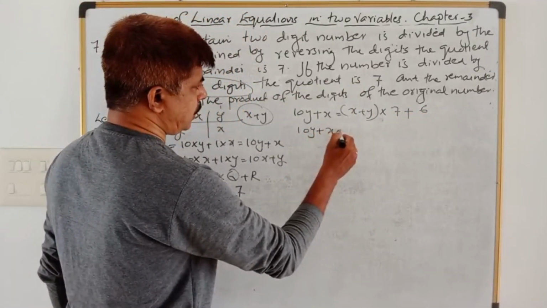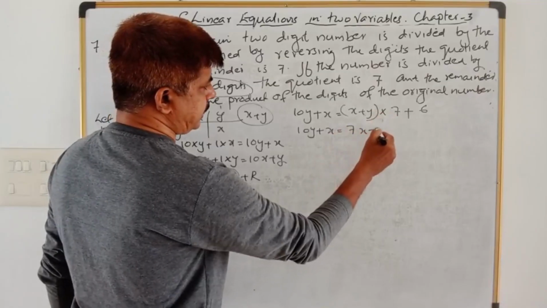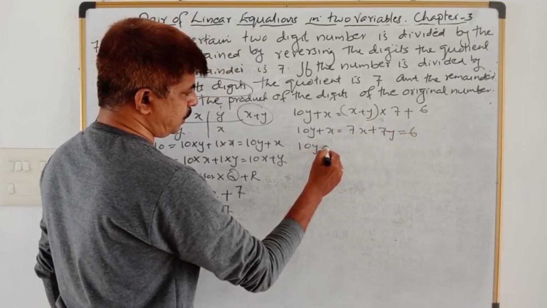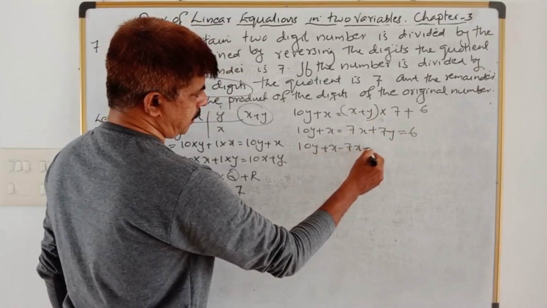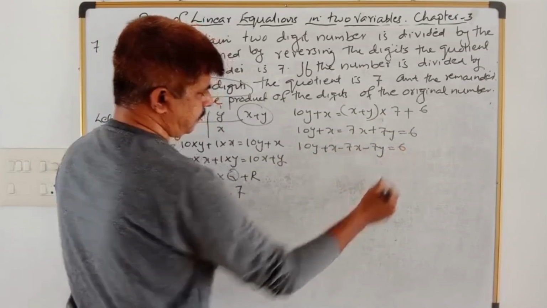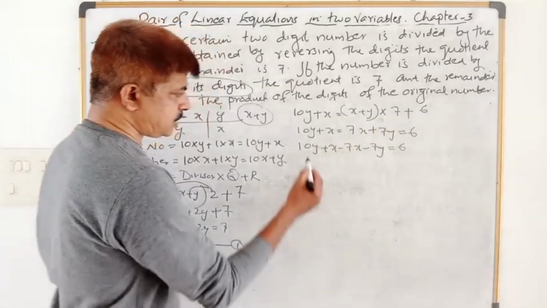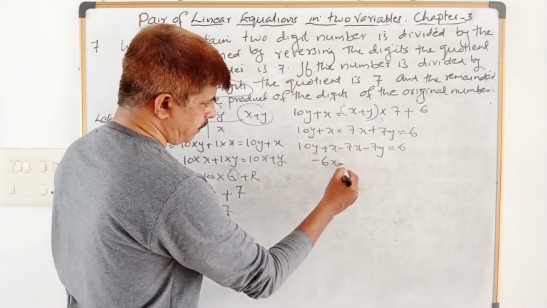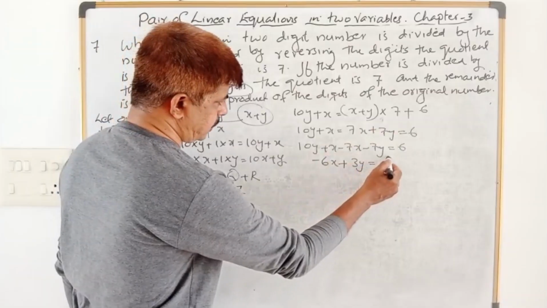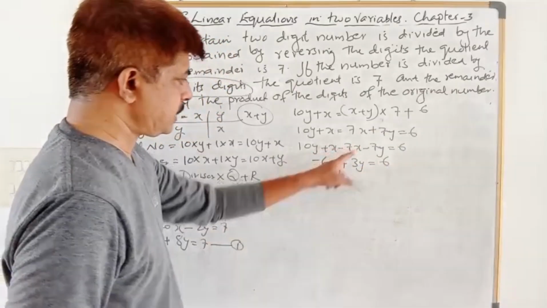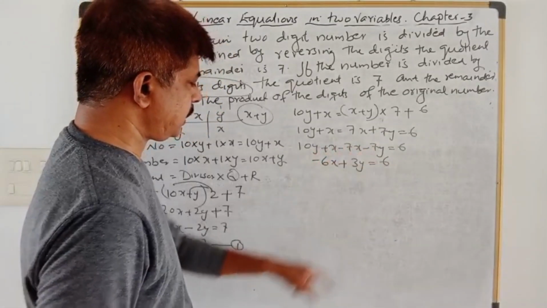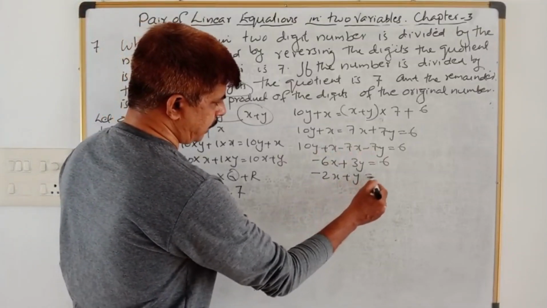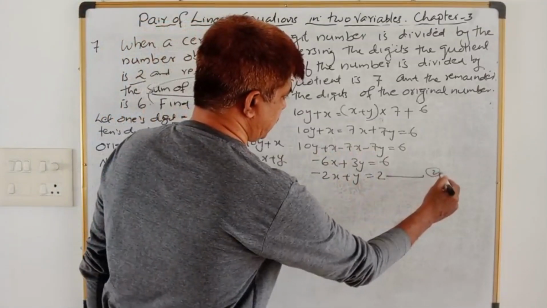So open the bracket. Okay, change the variable terms to the left side. All the variable terms we have taken to the left side. Now like terms: x minus 7x is minus 6x, then y minus 7y is minus 6y... plus 3y is equal to 6. We divide by 3. Okay, so minus 2x plus y is equal to 2. This is our second equation.